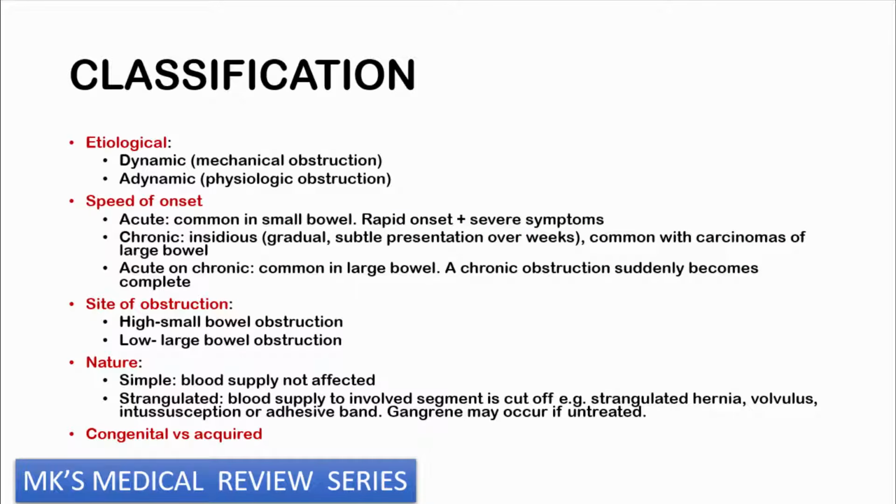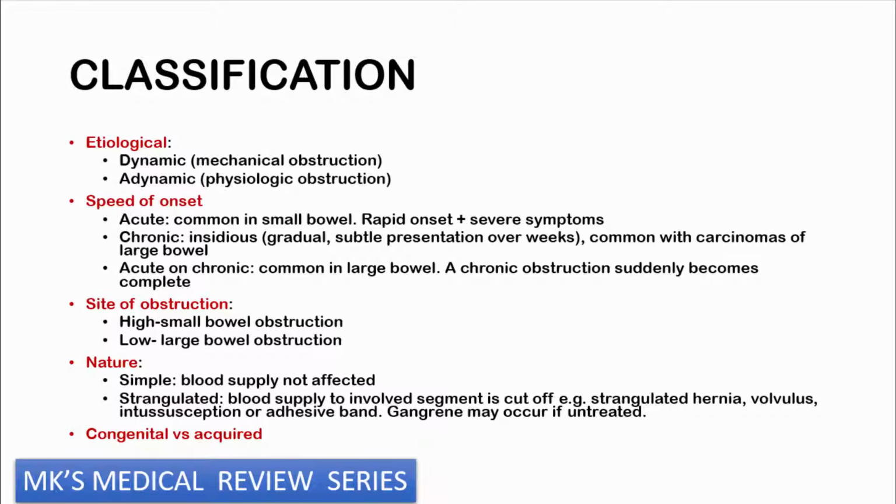So how do we classify intestinal obstruction? It may be classified etiologically. You can classify it according to the speed of the onset. You can classify it according to the site of obstruction. You can classify it according to the nature of obstruction, or you can classify it whether it's congenital versus acquired, where someone is born with it or someone gets it along the way.